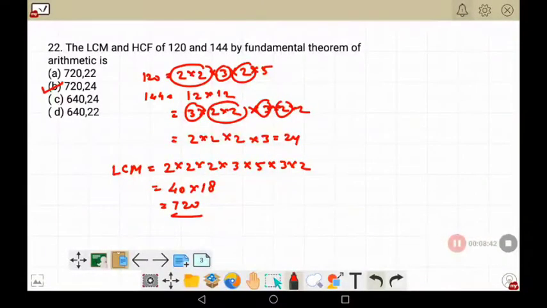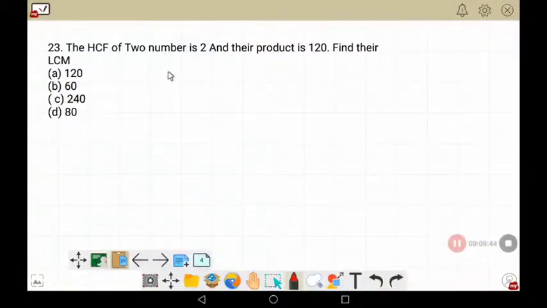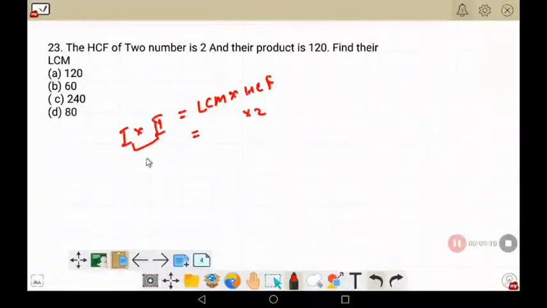Second is the answer. Next, the HCF of two numbers is 2 and the product is 120. Find the LCM. This is a very easy question. As you know, we have the formula: number 1 into number 2, that is first number times second number, is equal to LCM into HCF, highest common factor. Now substitute the values. The HCF of the two numbers is 2, and the product of the two numbers is 120. Now LCM is not given and we need to find the same.